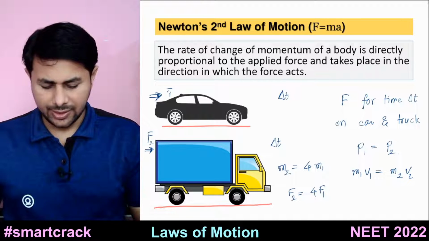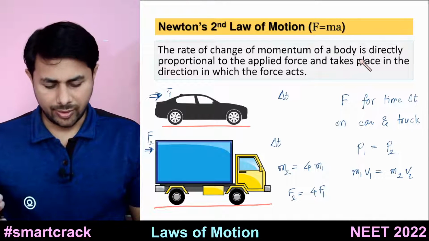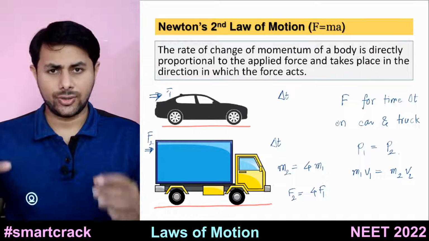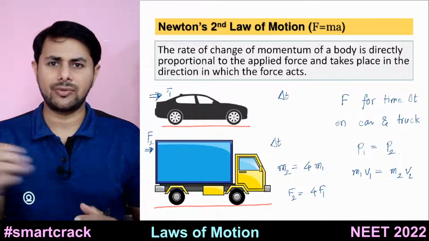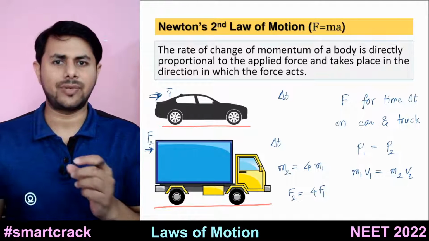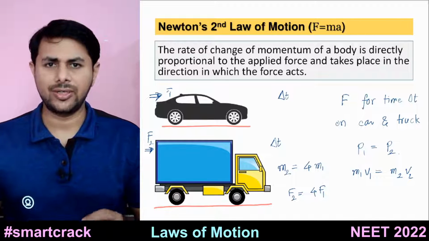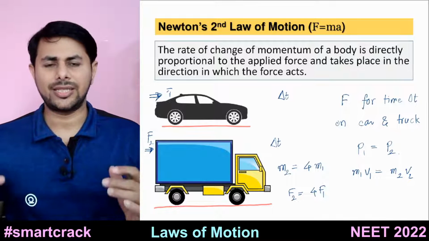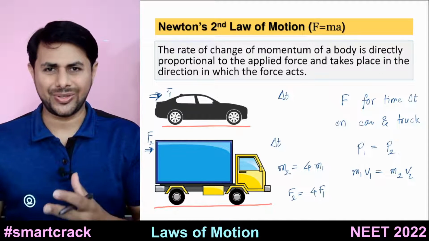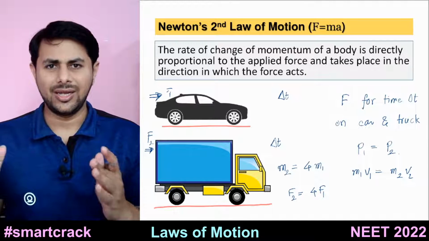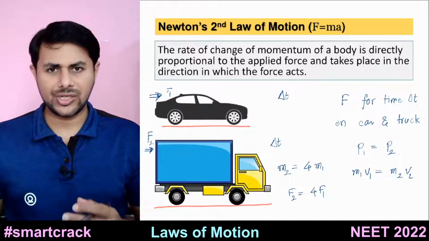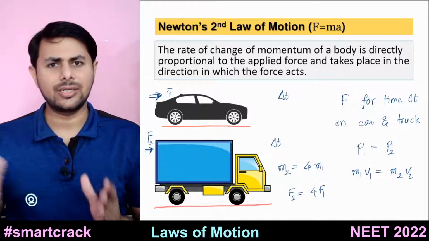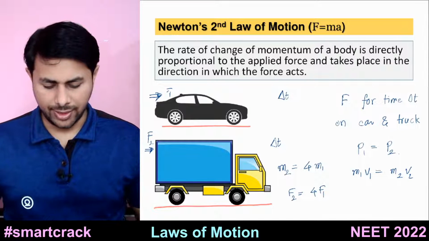It says that the rate of change of momentum of a body, okay, so it says that momentum is an important quantity and it's not just the velocity. It is the product of mass and velocity. Mass is important, velocity is also important. That means the product of mass and velocity has something to do with the state of motion. Okay, so which term signifies state of motion? It's the momentum. All right.